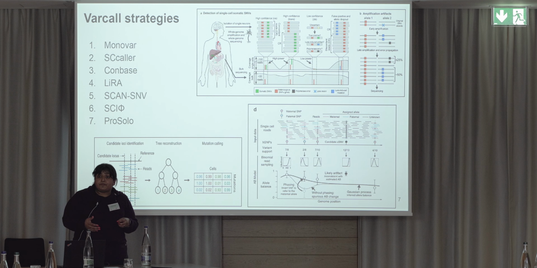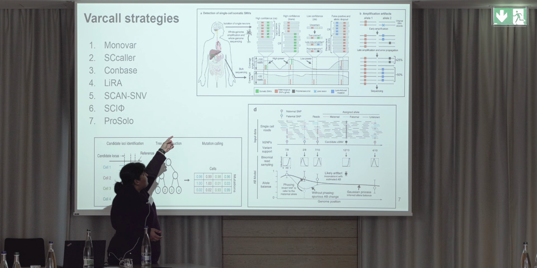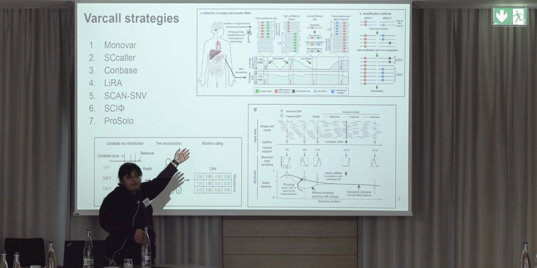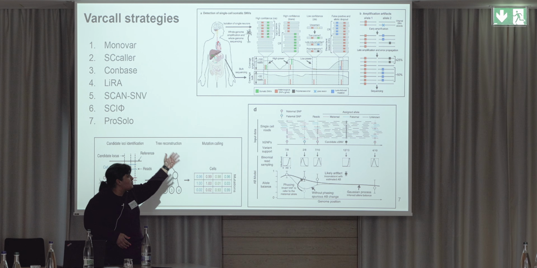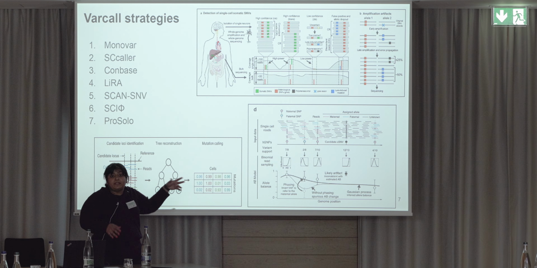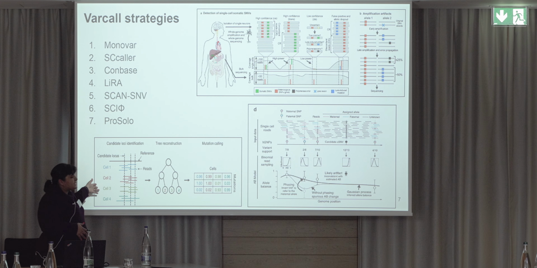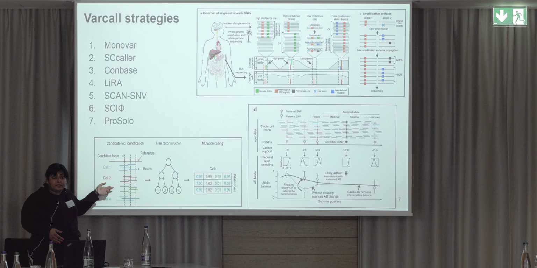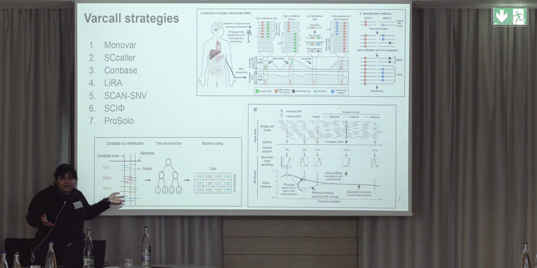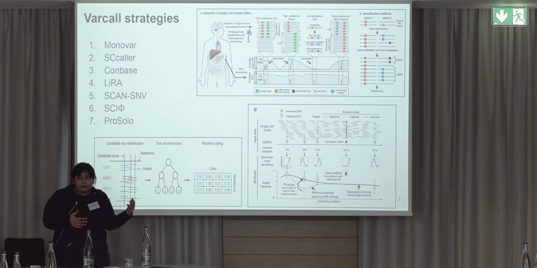These variant callers have different strategies for calling the variants. In the first block, Cornbase and Lyra use a read phasing strategy. Then we have Scan SNV and SC caller that use allelic imbalance modeling. With HSNP, the heterozygous SNPs present in the data are used in order to call the real variants. Then you have Sci-fi and others, which are still to be published or in bioRxiv, that use phylogenetic inference in order to call variants. You can read them, all of them are published.